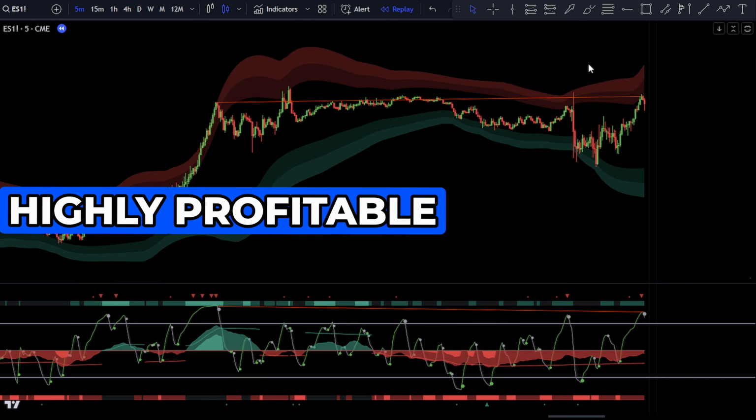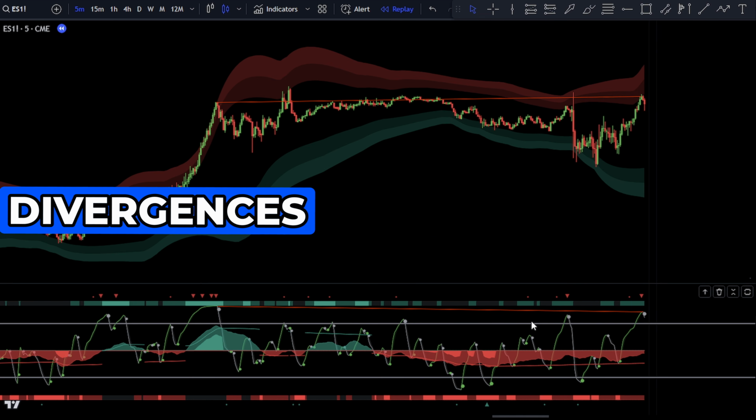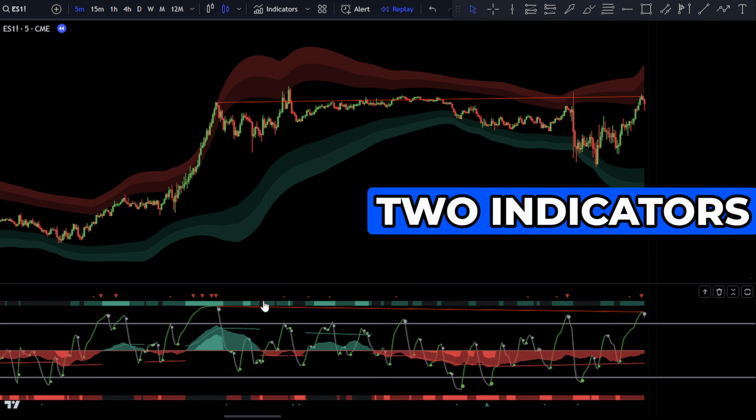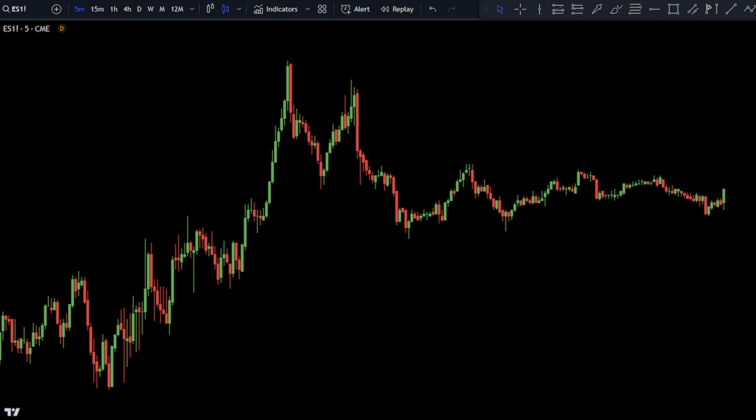Today, I'm excited to share a potentially highly profitable strategy based on reversal trading using divergences. This strategy uses two indicators only and is very simple to understand and very easy to use. So without further ado, let's get straight into it. The strategy includes two indicators only.